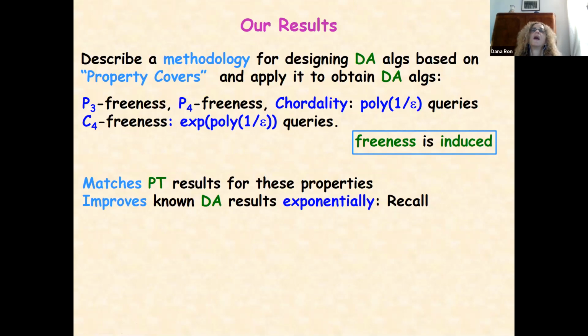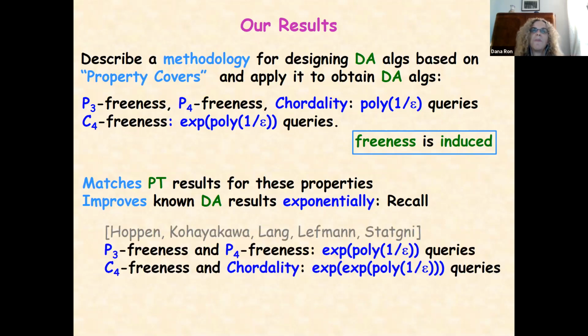And if we compare it to what was known for distance approximation, then we improve exponentially, or in one case, even a little more than that. Here I'll remind you that the previous results show that for P3 and P4 it was X poly, we get poly, and for C4 and chordality, they get double X, and here even for chordality, we get poly. And so it's both matching for testing, and it's an improvement.